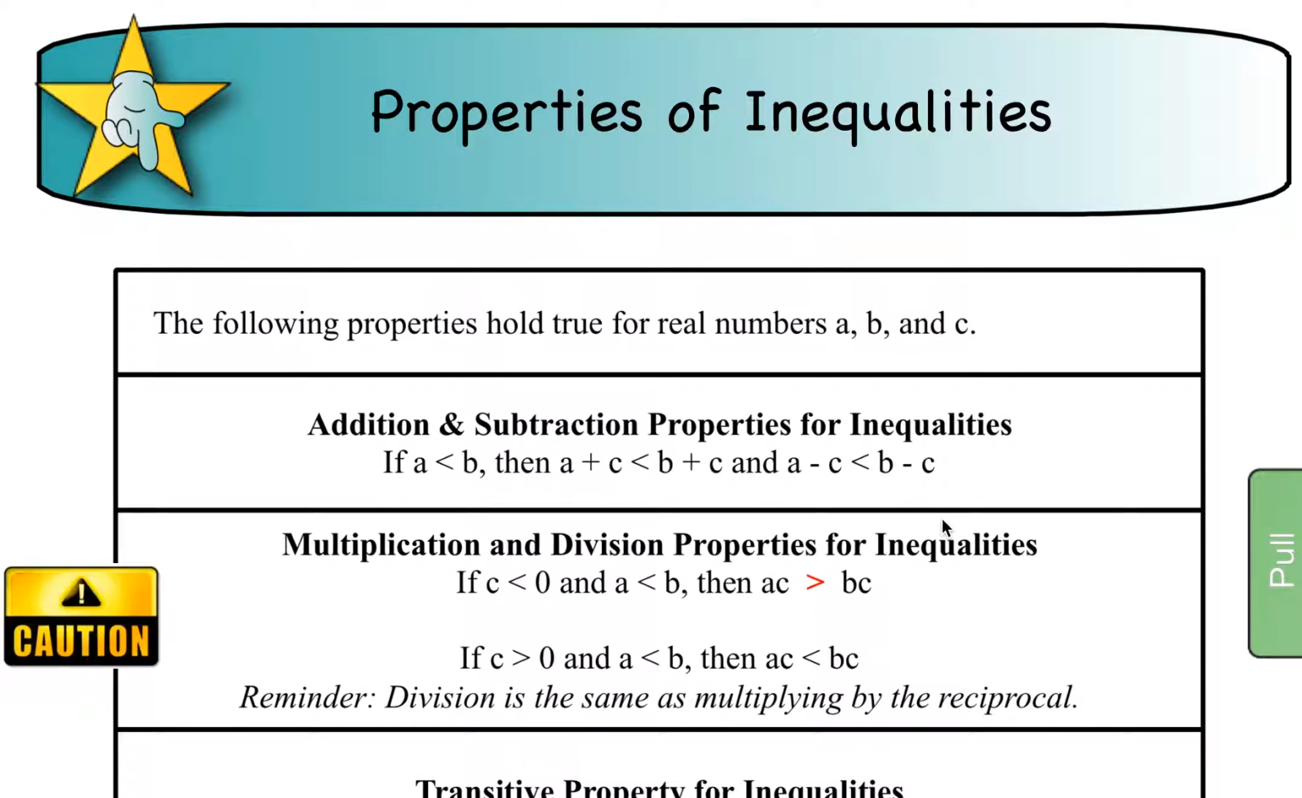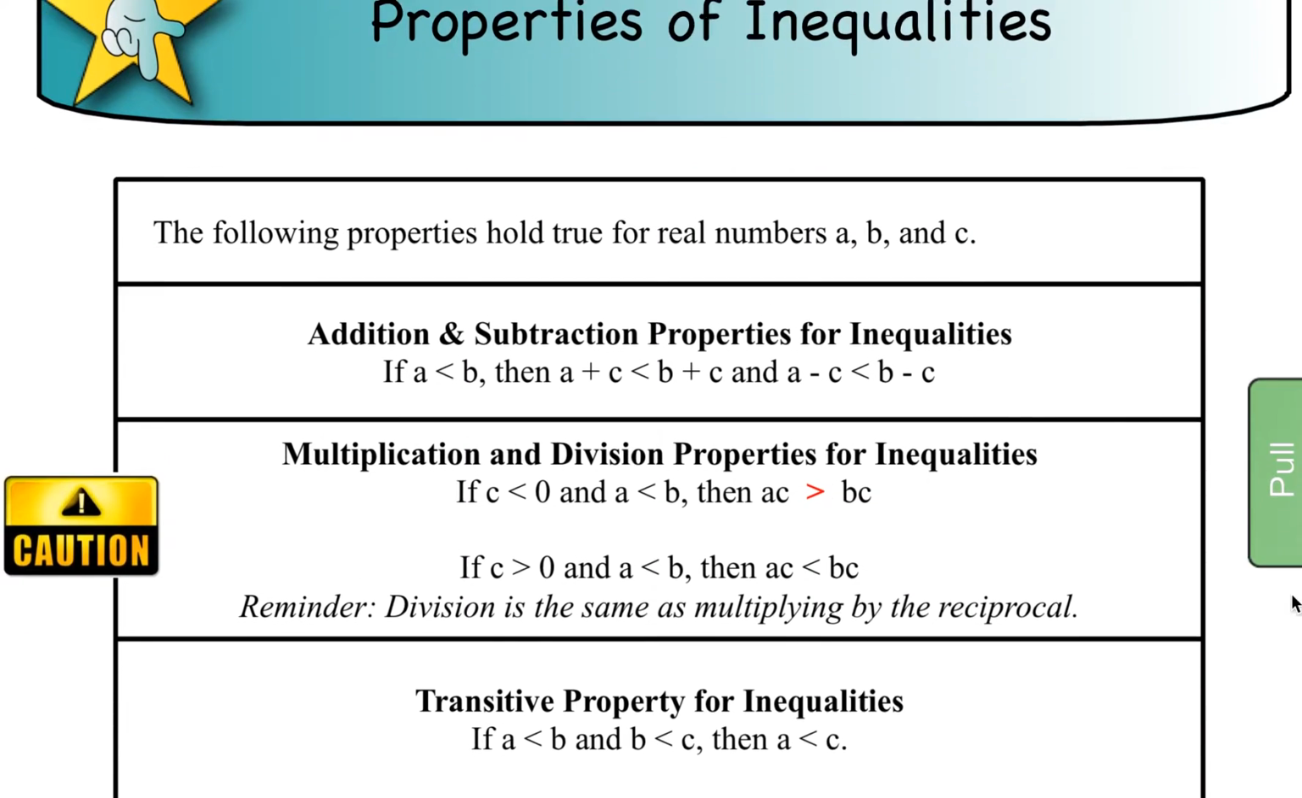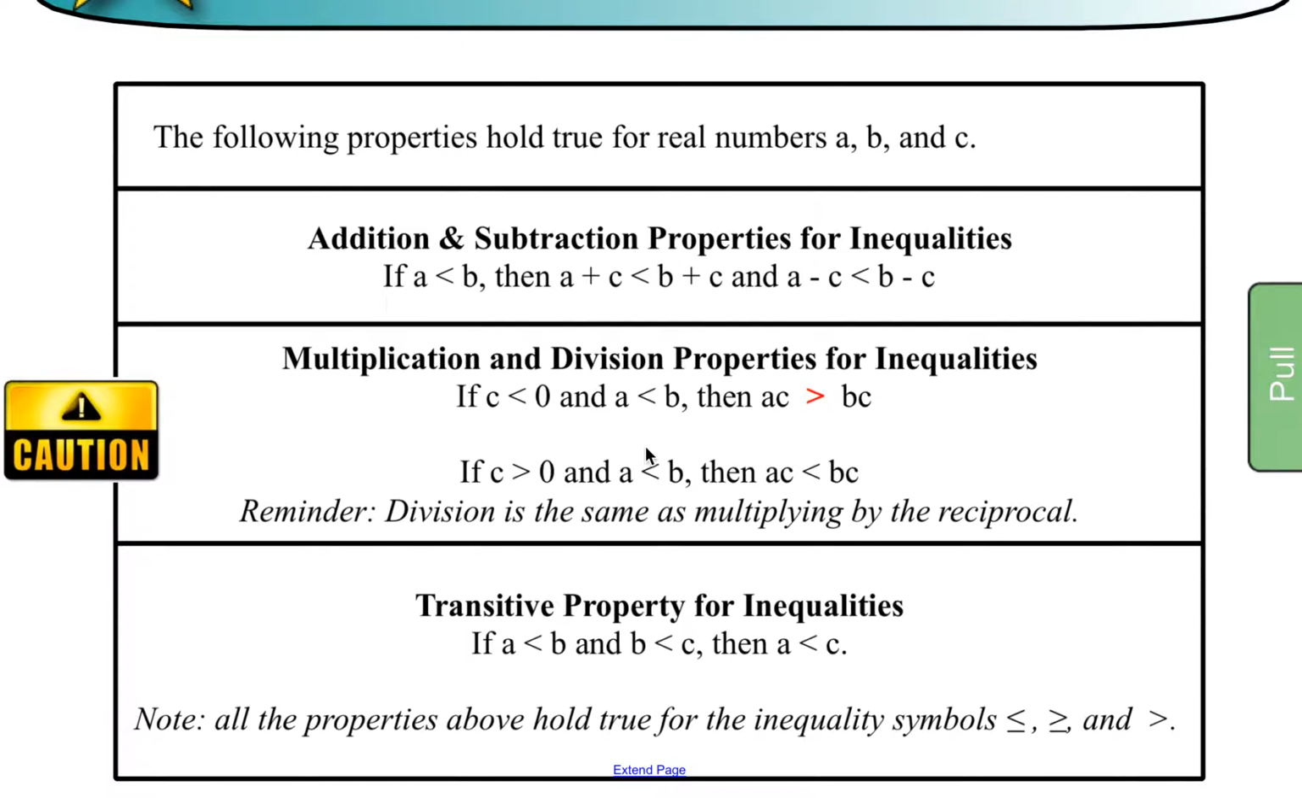Some properties of inequalities are given in this table, and I know this is a lot of words to read, and basically I'll try to make this simple for you. If we start off with an inequality, A is less than B, this statement says we can add or subtract a number to both sides and it doesn't change the inequality. So you can see we just dropped in plus C and minus C, and the inequality holds true.